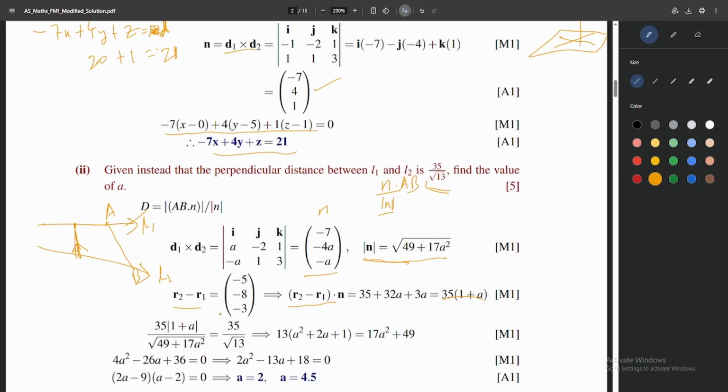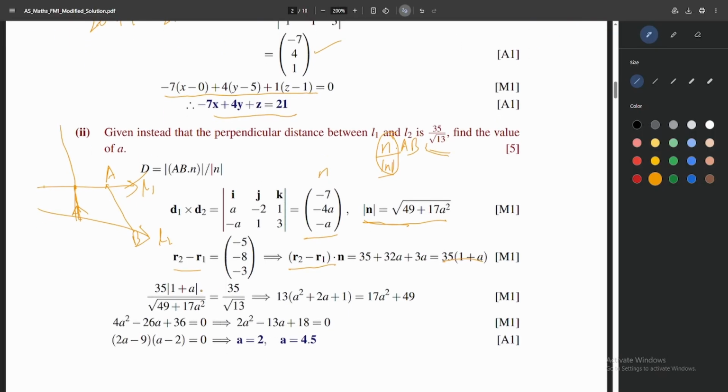We want to project with n divided by the modulus of n, the unit vector direction. Otherwise the vector's length and the normal vector's length have no relationship with the actual perpendicular distance. Else we will get something that crosses this line if we just simply multiply it with n. So we divide by the modulus, and that's what we did here. R2 minus R1 into n, which is this, divided by the modulus, which is this, equals this, and then we solve this equation simply and we find the two values of A.